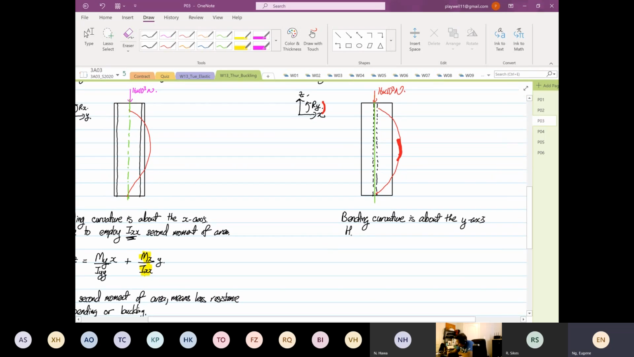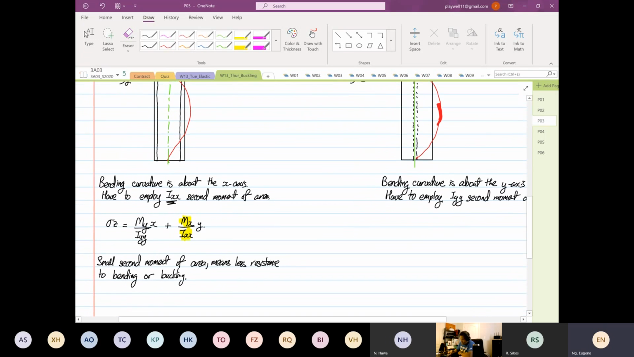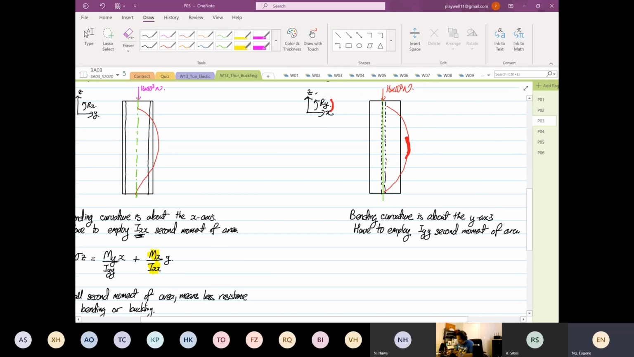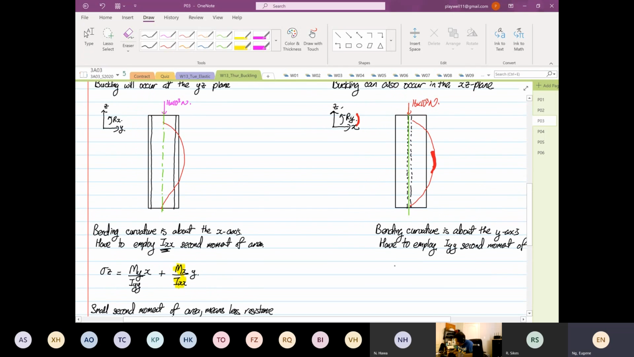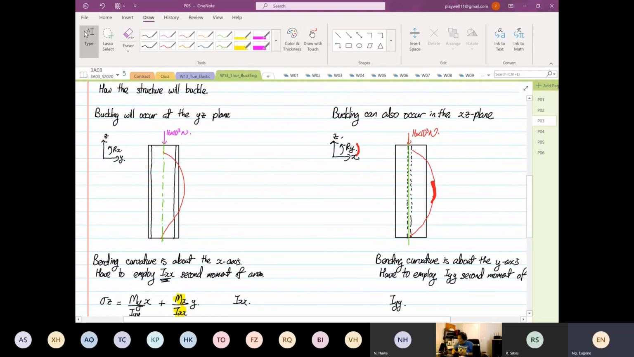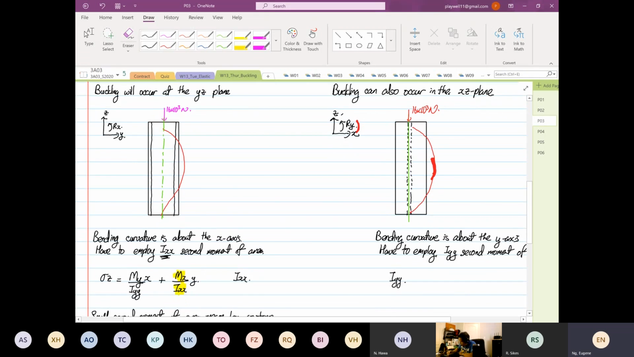When it's about the y-axis, we have to employ IYY, the second moment of area. So on this side you have to use IYY, and on the left hand side you have to use IXX. Buckling will occur either at the YZ plane or the XZ plane. Now I'm going to put down the IZZ value.